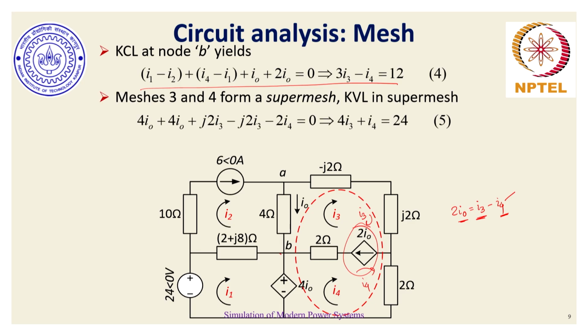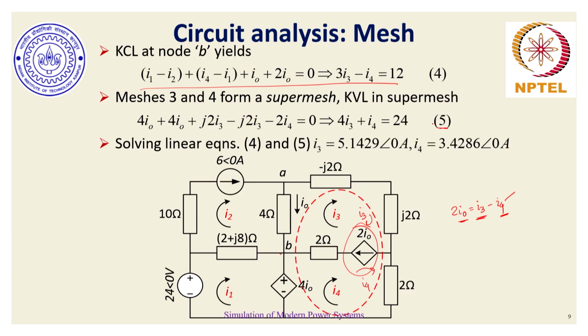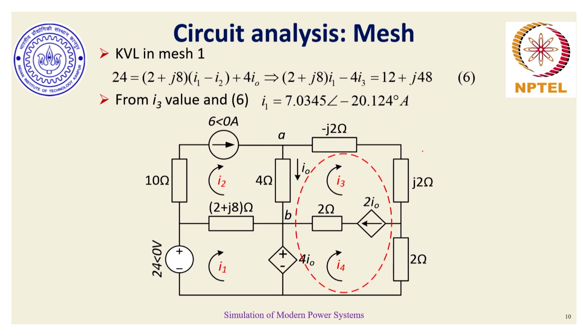We apply KVL across this super mesh, and then we get our fifth equation. Solving equations 4 and 5, we get I3 and I4. We come back to KVL in mesh 1, wherein we only have I1 as the unknown current.